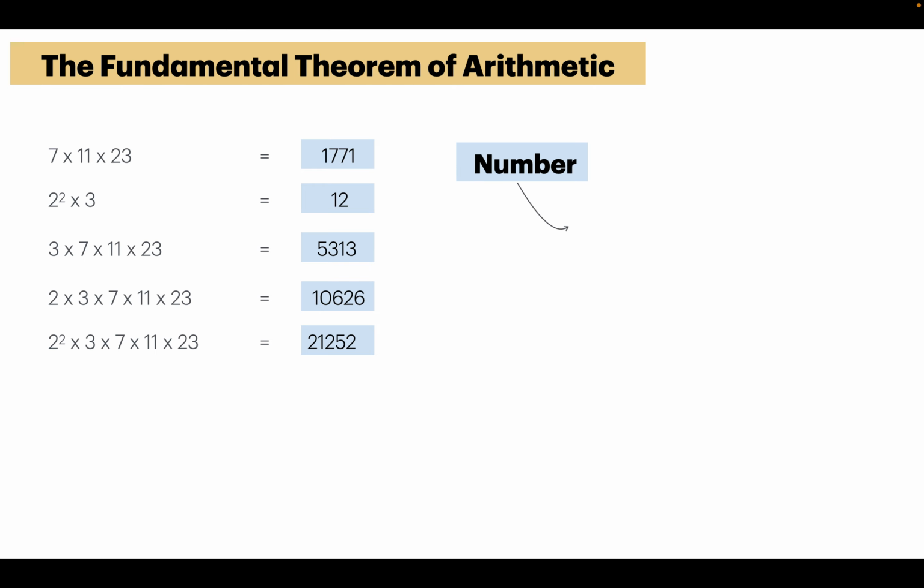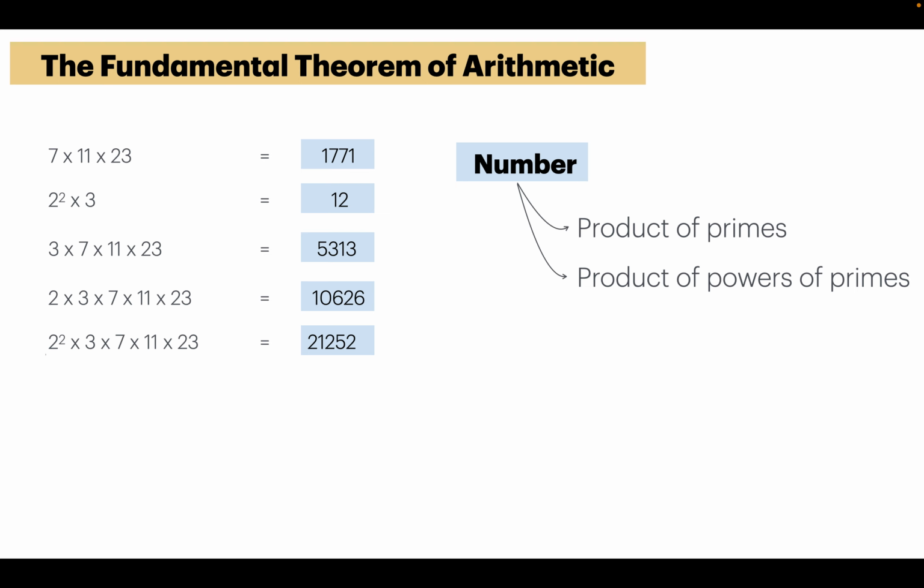And then the factorization of these numbers, the way we have expressed them, you can see that when I have factorized them, all these numbers are a product of primes. For example, 1771 is 7 times 11 times 23. And you can look at any number and see that it is a product of primes, or a product of powers of primes. For example, this number 21252 is 2 to the 2 times 3 times 7 times 11 times 23. Well, in essence, all these numbers are a product of primes.